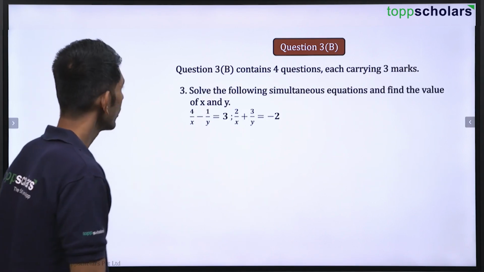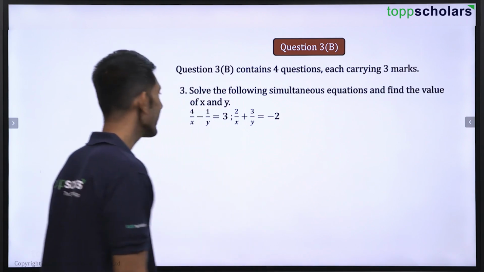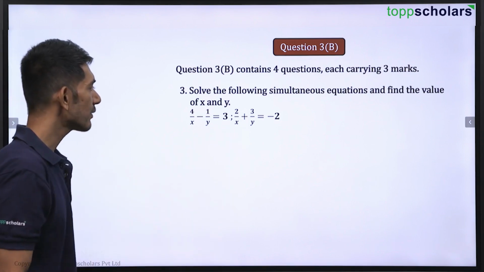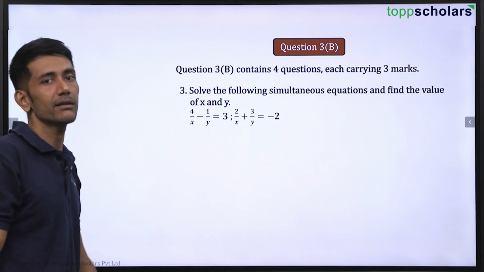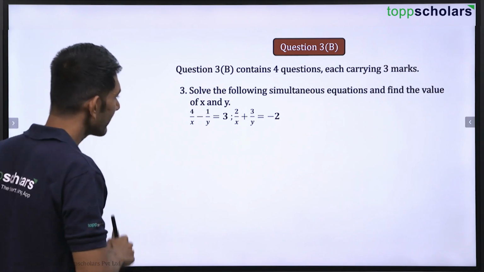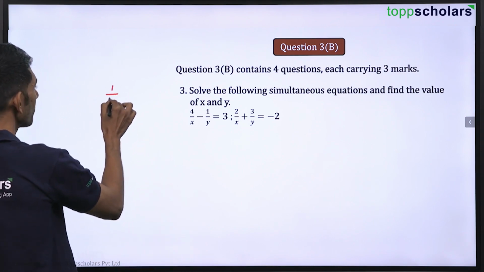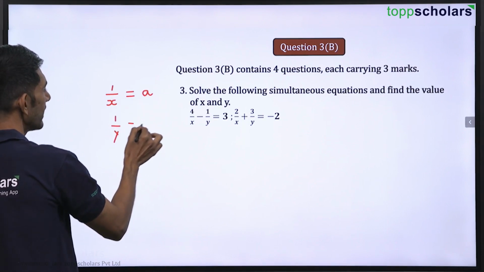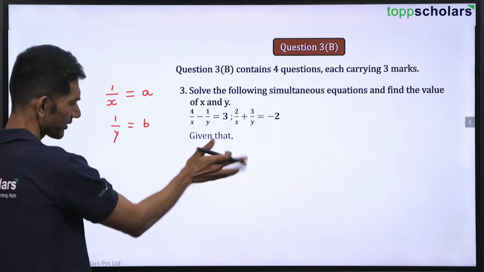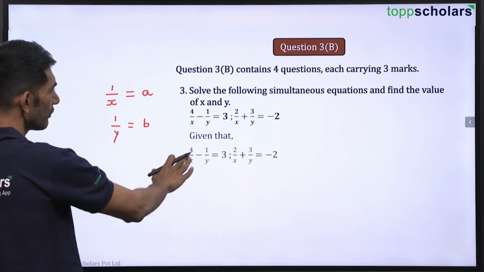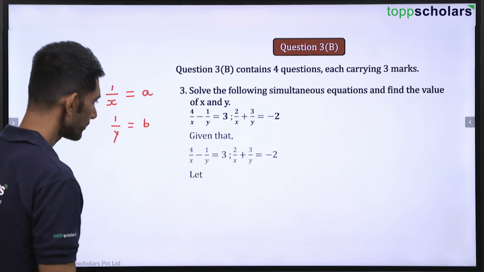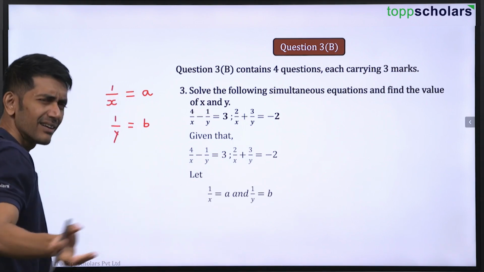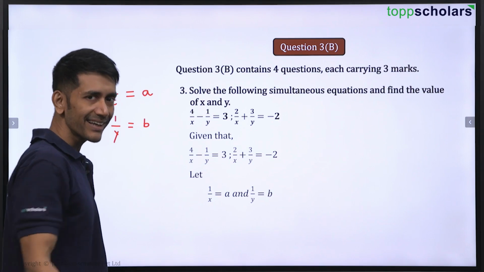So the next question says, solve the following simultaneous equations and find the value of x and y. Now if you see, whenever we solve simultaneous equations where x and y are in the denominator, that is as good as 1/x and 1/y. So always replace 1/x and 1/y with some other variable, say a and b, or any other variable of your choice. Let us see what they have done here. So 4/x − 1/y = 3 and 2/x + 3/y = −2. Okay, we have taken a and b. That's your choice. Just don't take x and y, take any other variable.